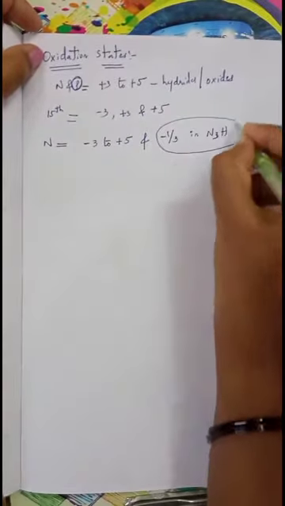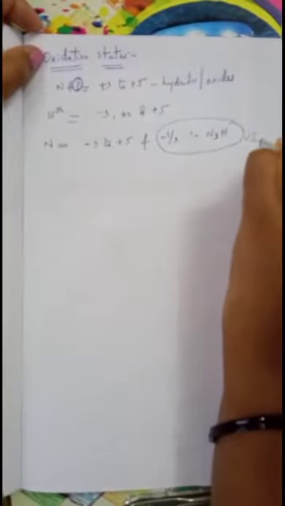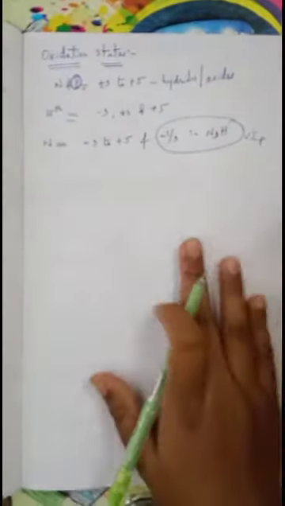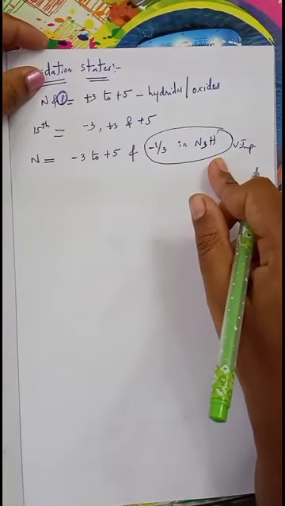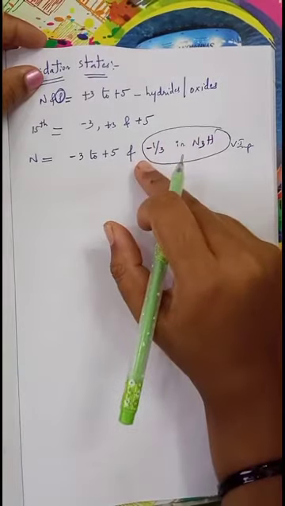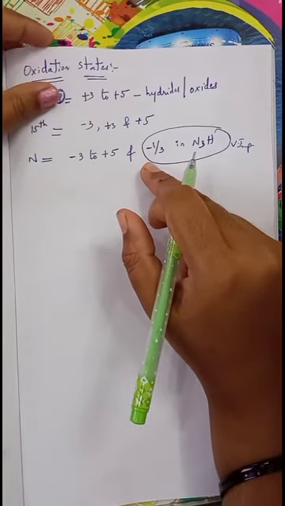This is a very important one. What is the oxidation state of nitrogen in N3H? It's not NH3, NH3 is ammonia. N3H is one of the hydrides of nitrogen. In this case, the oxidation state of nitrogen is -1/3.